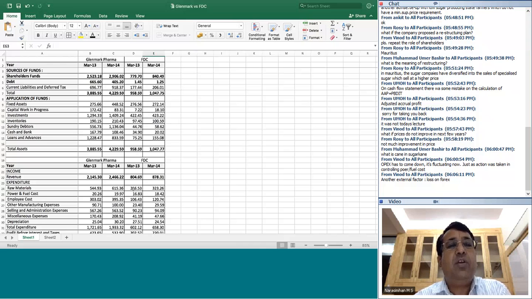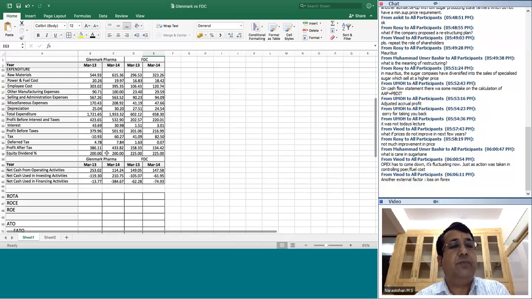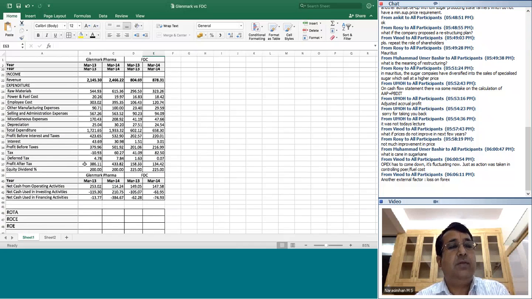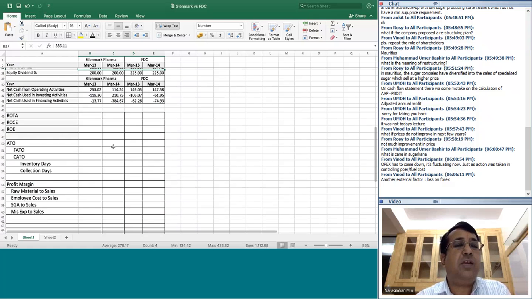Okay, when I look into Glenmark, both companies are profitable companies, right? If you look into the profit after tax, all these numbers are pretty positive, right? Now we try to understand how the performances of these two companies compare. I'm not going to put the DuPont chart. Let's quickly compute these ratios to find out how these two companies look.